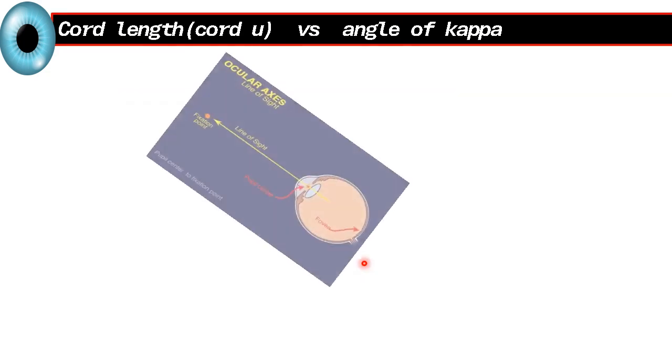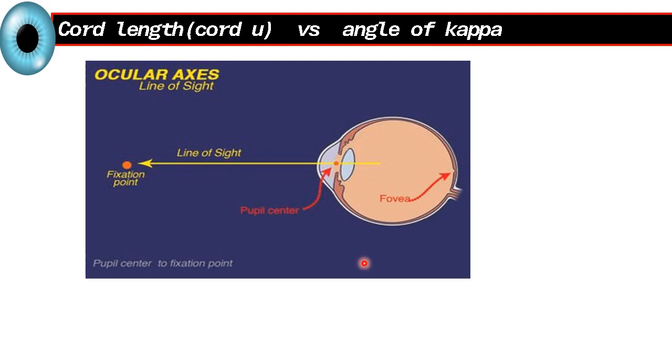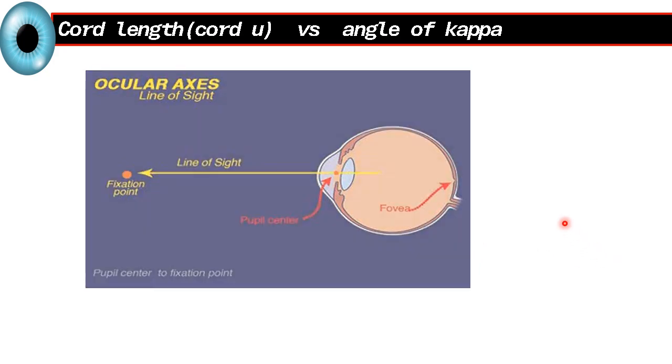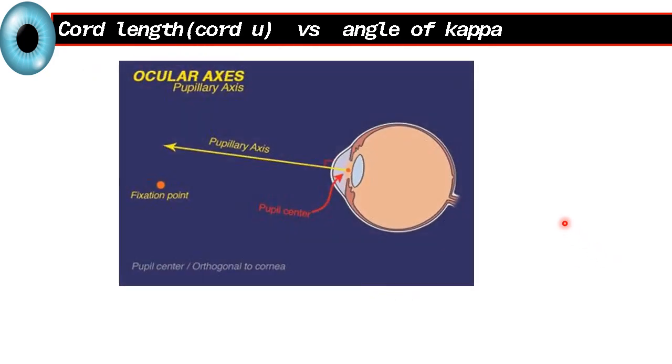The other axis we have is the visual axis. And you know, the visual axis is the line that passes from the point of fixation or the object of regard and ends at the fovea. Normally the visual axis will cross a little bit nasal to the optical axis because of the temporal displacement of the macula. The other axis is the pupillary axis, which is the imaginary line that passes through the exact center of the pupil.